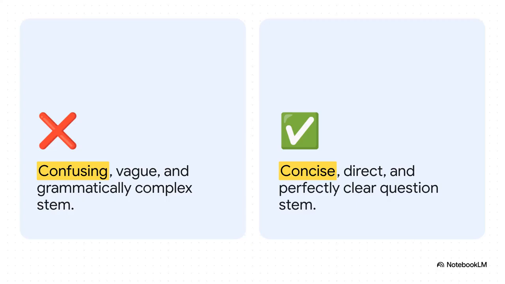Just compare this poorly written STEM to a polished one. The before example here is a rambling, negatively phrased mess. It forces the reader to untangle syntax before they can even think about the actual content. But the polished STEM? It's perfectly concise. What is the recommended daily water intake for adults? It's clean, it's simple, and a knowledgeable test taker could answer this in their head immediately.